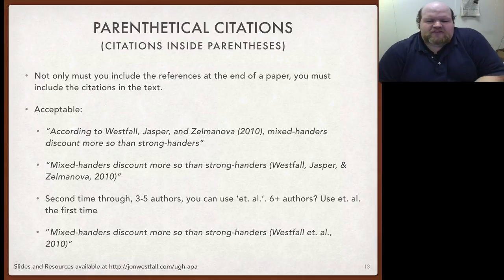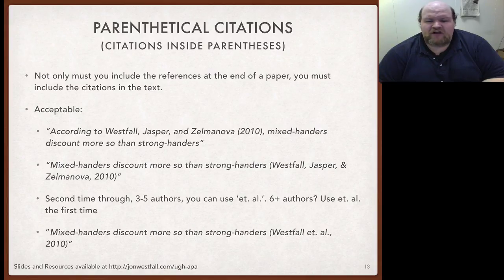I put some examples down here. I wrote a paper in 2010 with a couple of colleagues, and this was actually a takeaway point from that, so I kind of know how to write this stuff. That's why they're all focusing on mixed handers and strong handers. So you can say things like, according to Westphal, Jasper, and Zelmanova (2010), mixed handers discount more so than strong handers. You've cited it properly. It's right there. I know where the information came from, and how to find it.